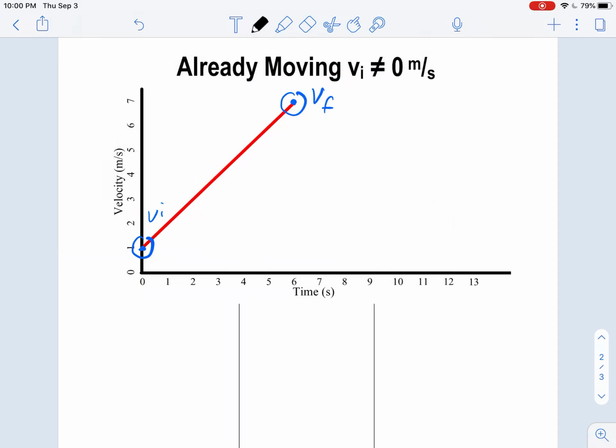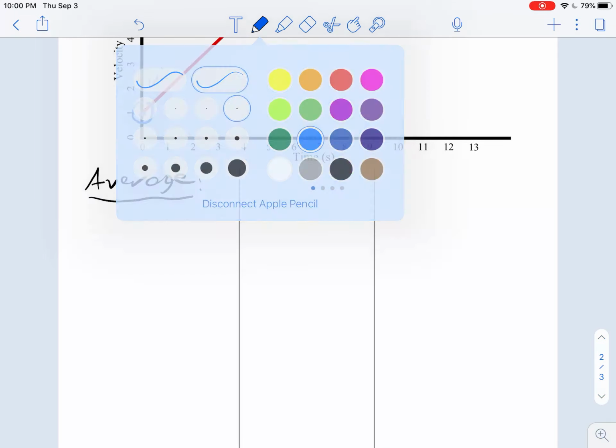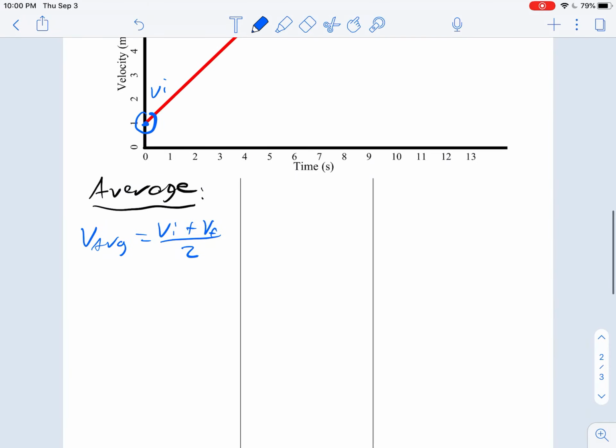I can write the same two average formulas over here. I'm just comparing and contrasting. So I can write average velocity is equal to vi plus vf over 2, so the arithmetic mean still holds here because I've got a constant slope. And I've also got average velocity is equal to the change in d over the change in t.